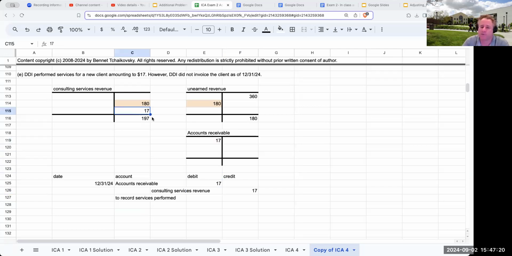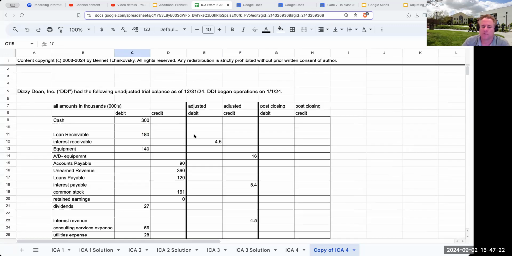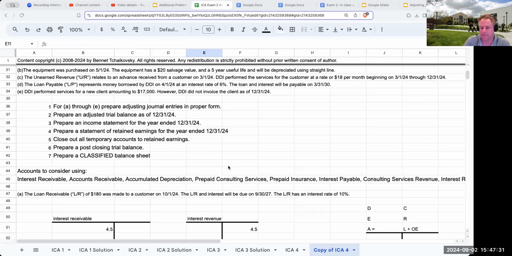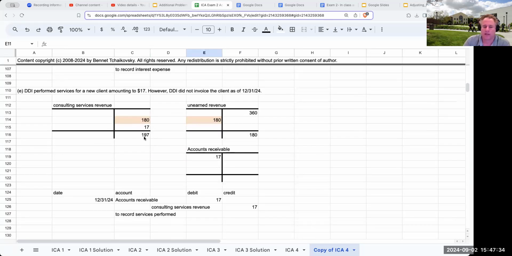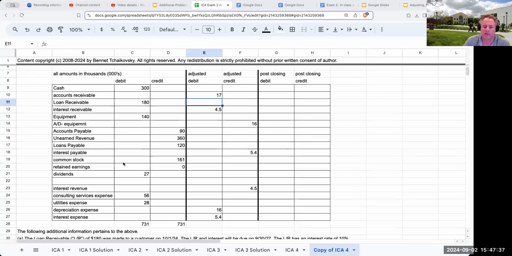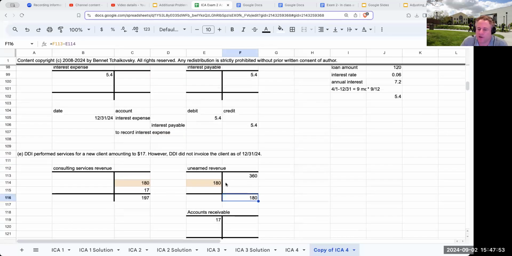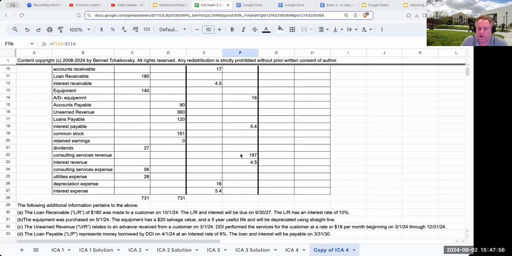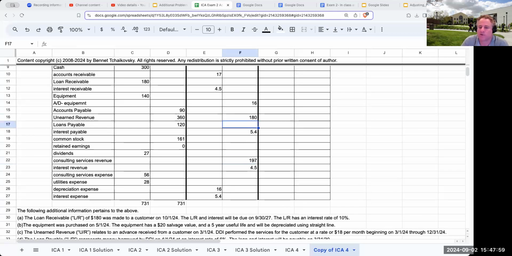So let's go through and put all these accounts in. So my accounts receivable, or AR, is at 17. Over here, my consulting services revenue is at 197. Now, over here, this will be a little bit funky. My unearned revenue is no longer 360. My unearned revenue balance is now going to be at 180. Okay, so coming over here, unearned revenue is going to be at 180.